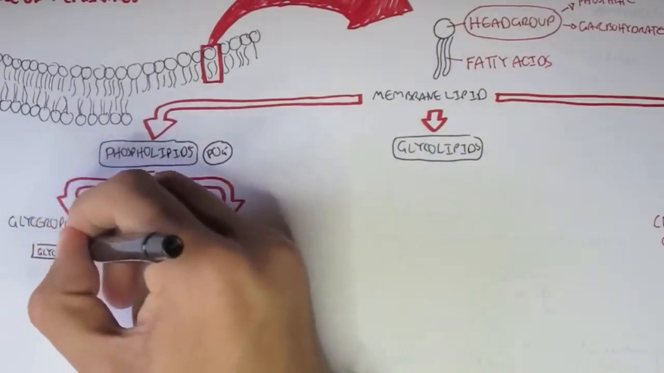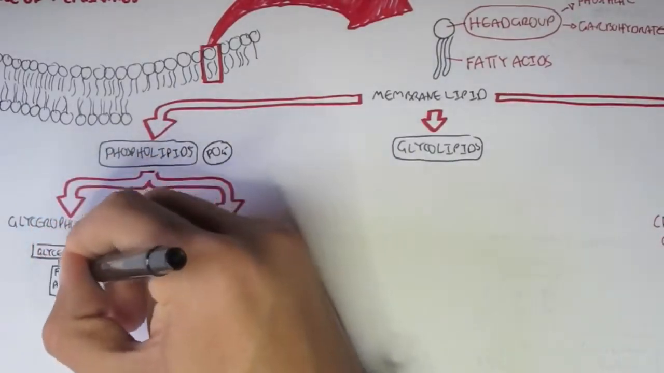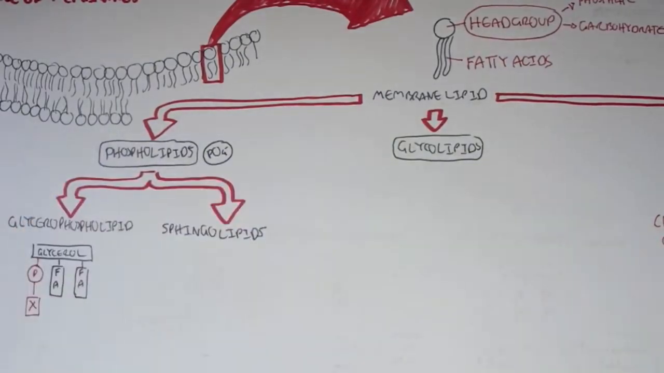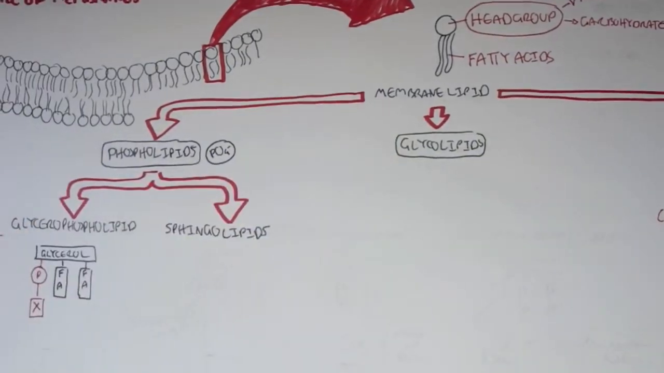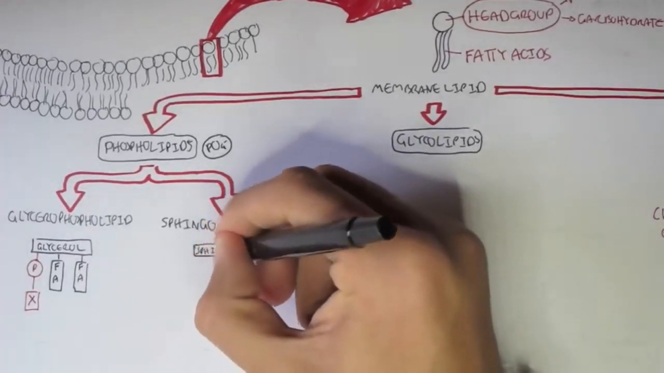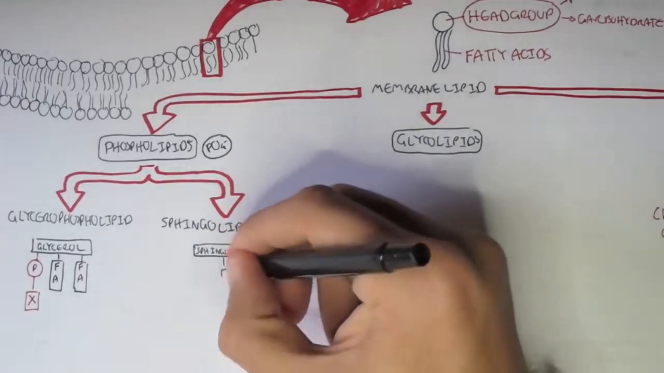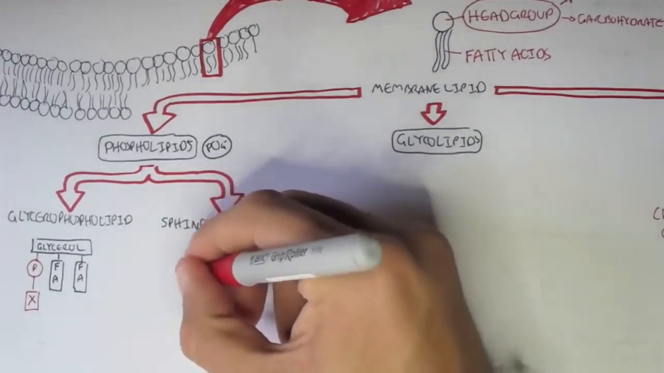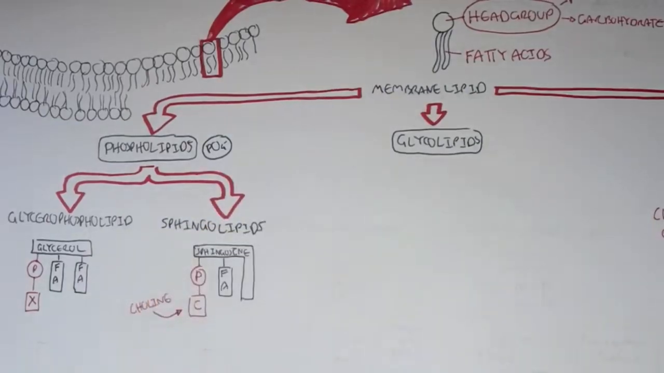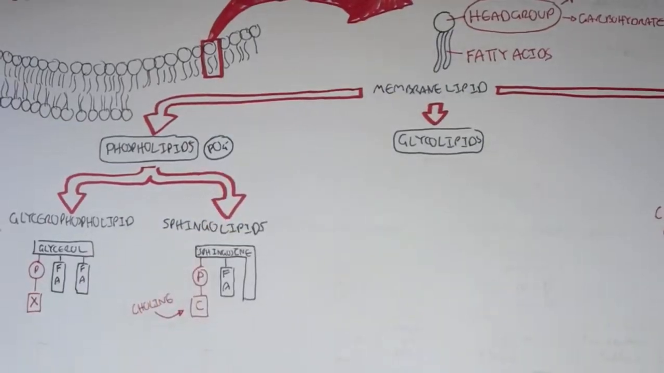So glycerol phospholipids essentially contain a glycerol backbone with 2 fatty acid tails and a phosphate head group, with X being any chemical group attached to it. A sphingolipid has, instead of a glycerol, a sphingosine backbone, 1 fatty acid tail, a phosphate, and an X. In this case, it's a C, which stands for choline. So it's a sphingolipid choline.